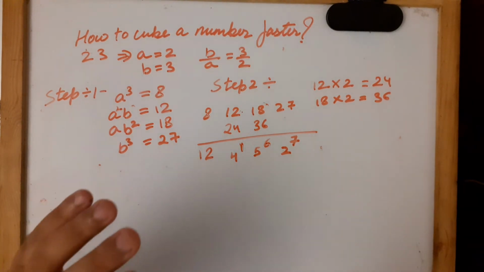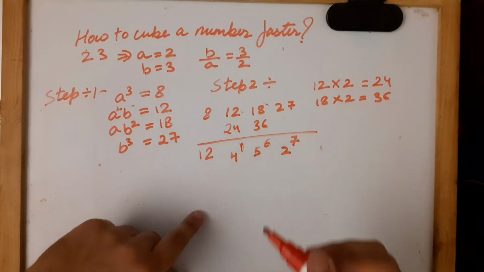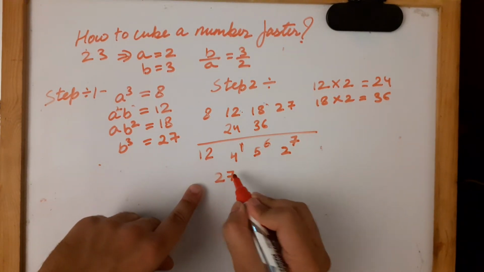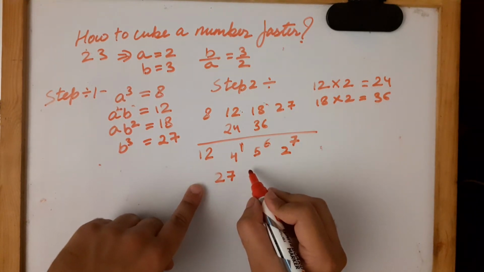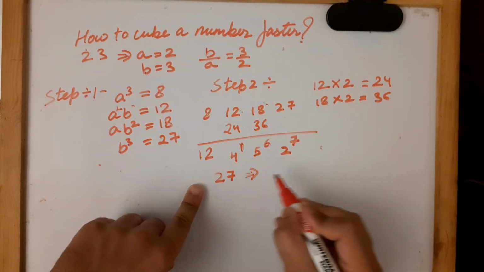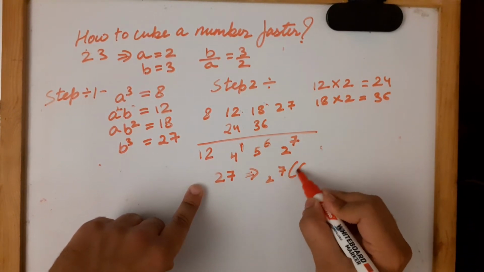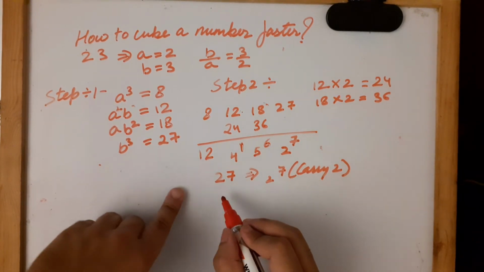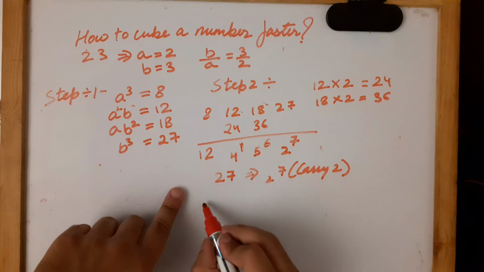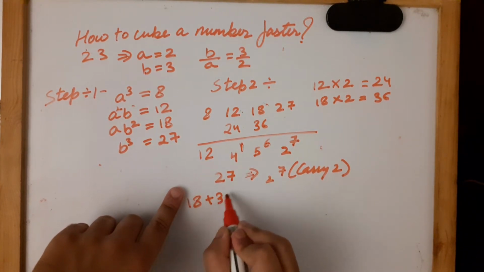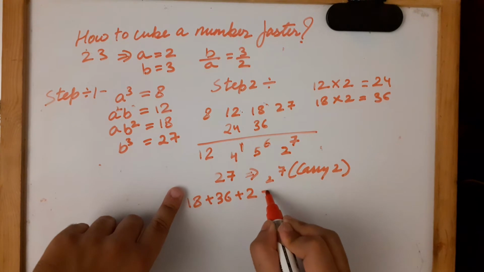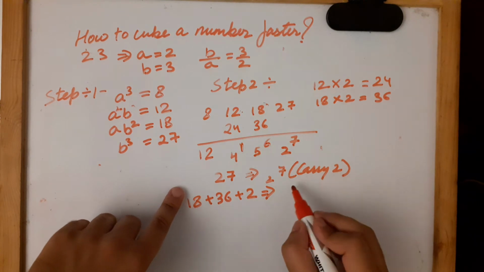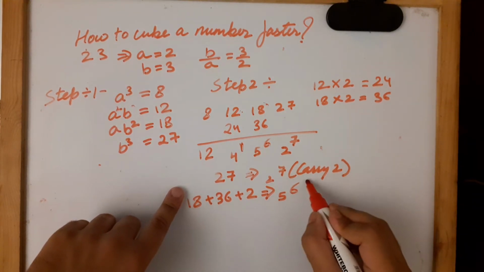Now I will explain it properly. First, suppose you are having a unit digit 27. You have to take 27 equals 7 and write carry 2. Now you are having 18, so you have to do 18 plus 36 plus 2 carry. The output we are having here is 6 with carry 5.